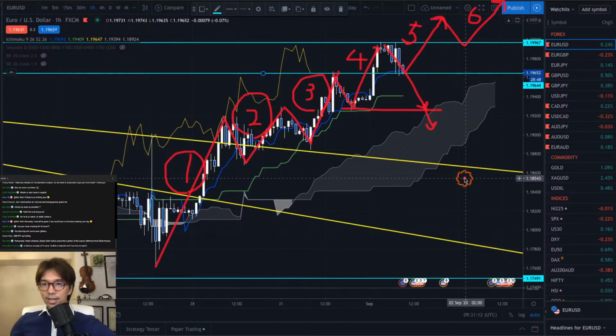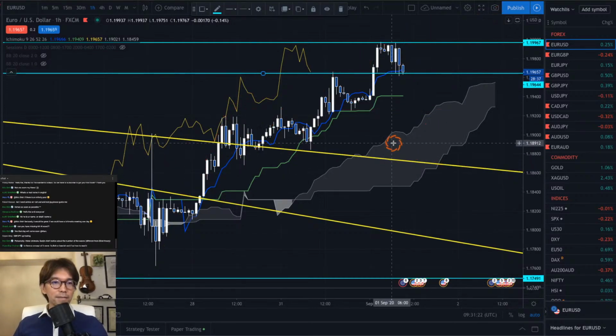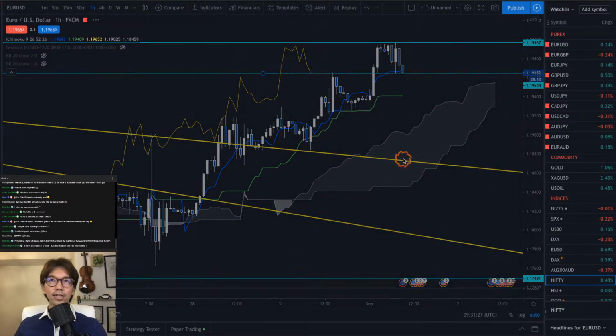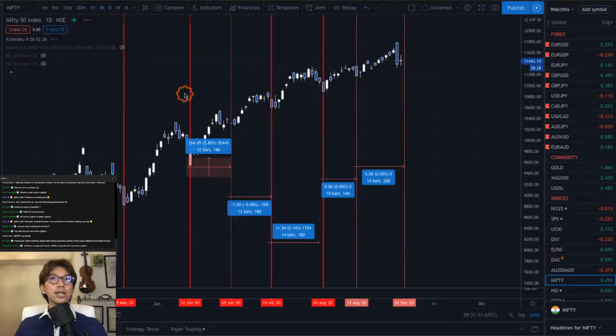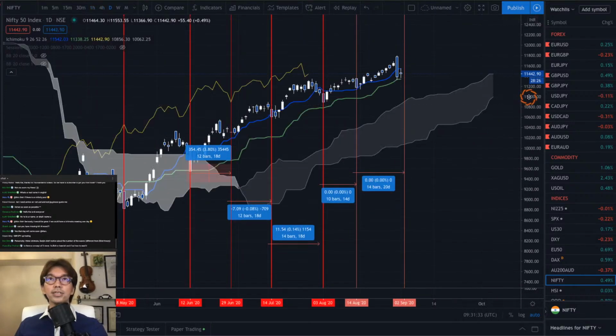Alright, so let's see what kind of questions we have. Let's take a look at the Nifty now. As I can see, Nifty is very interesting, volatile. So on the daily chart, let's take a look at the daily chart first.